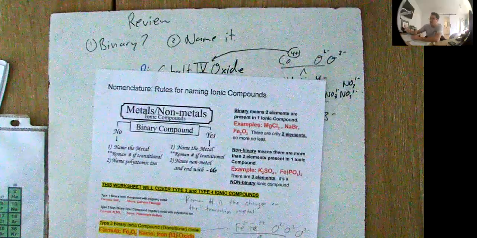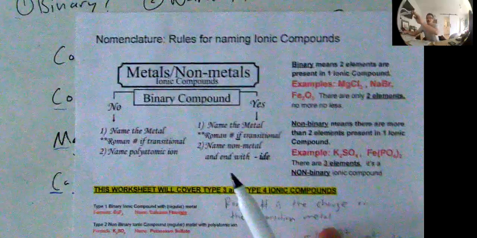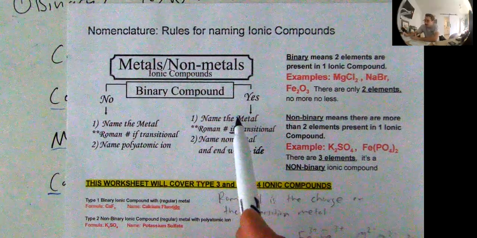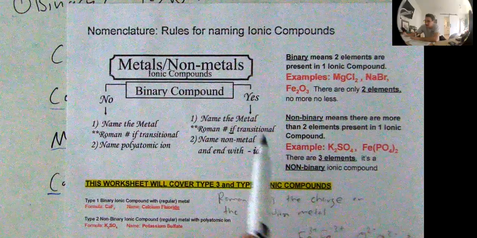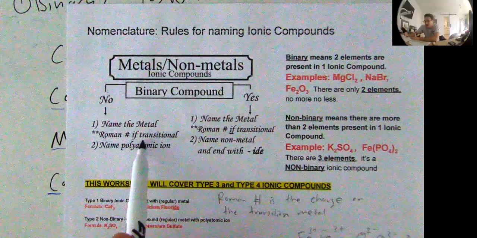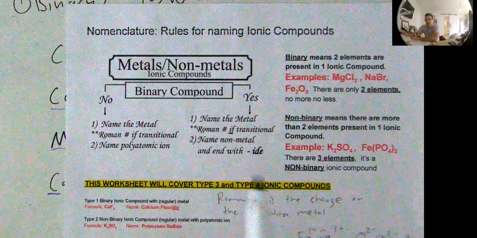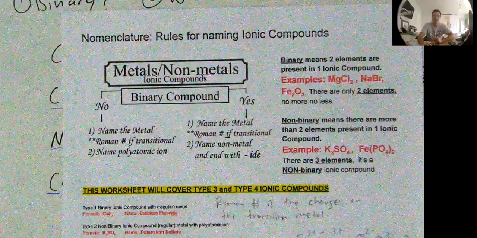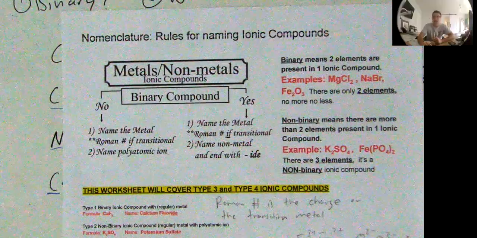So what we're doing is simply following these rules right here. Okay, first you find out if it's binary. If yes, you name the metal, give a Roman numeral if it's transitional, then name the nonmetal ending with ide. If it is not binary, then you name the metal, gotta have a Roman numeral if it's transitional, and then two, name the polyatomic ion. So those are the rules we're gonna follow today when we learn how to take the formula and write the name.